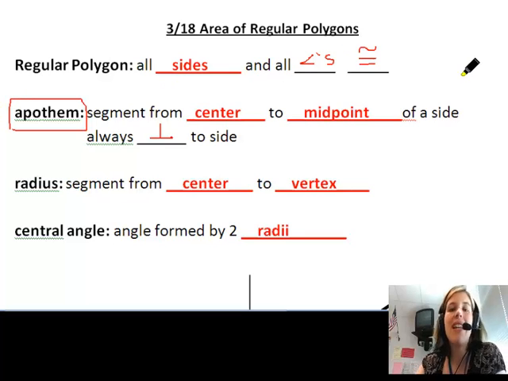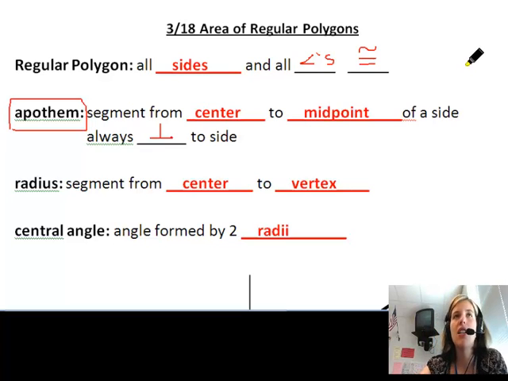Okay, radius is the next one, and we know radius from circle as goes from the center to an edge. Well, the circle doesn't have any vertices, so I can go anywhere on there. But in a polygon, our radius is going to go from the center to a vertex. Okay, so both the apothem and the radius come from the center. One goes to a midpoint, one goes to a vertex. All right. And then the last term we have on here is a central angle. And a central angle is formed by two radii, or radiuses. Radii is the proper way to say that.